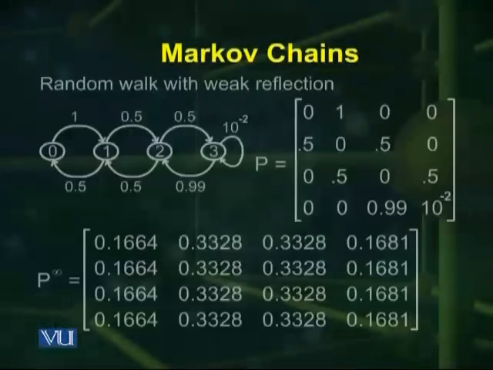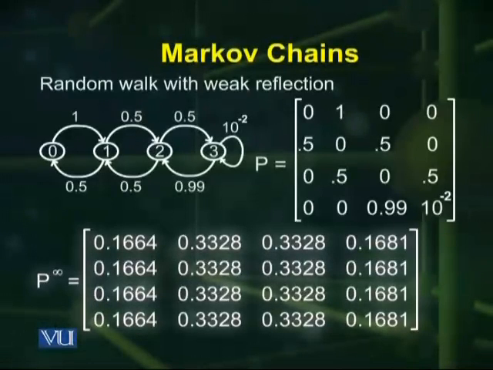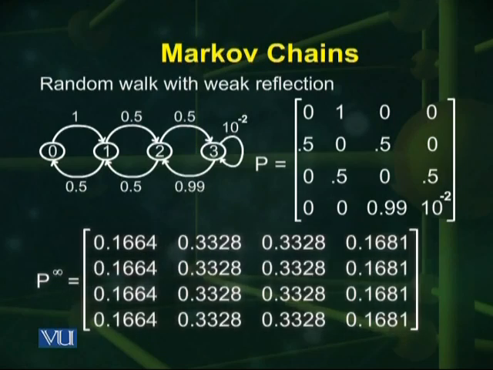raised to power infinity, which has all rows the same, and these rows have entries which I have found out, and they are 0.1664, 0.3328, 0.3328 and 0.1681. So this modified Markov chain has indeed a stationary long-term unique probability distribution with middle entries almost twice the end entries, and end entries are not the same. One is slightly less, the other is slightly more.